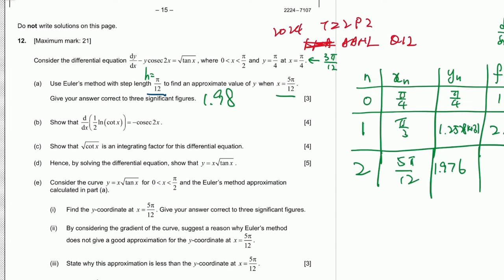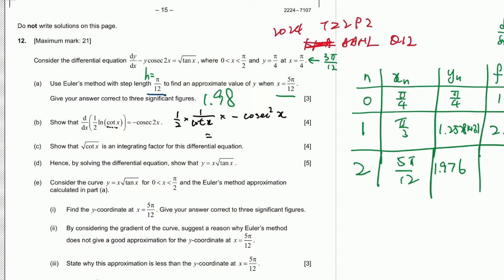Show that the derivative of half log cotangent is... that should be straightforward. So it's half times ln, differentiate ln is 1 over, then chain rule, times differentiate the inside. Differentiate cotangent is negative cosecant squared. Oh, it's not as straightforward as I thought.